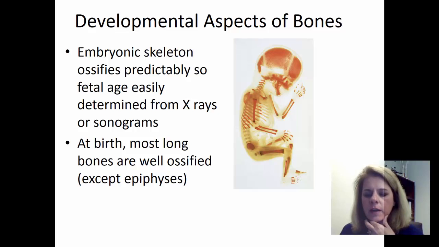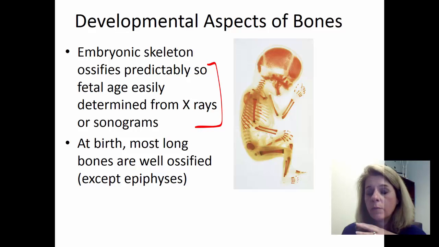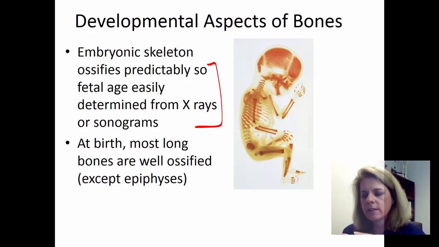All right, just a couple of little things I wanted to throw in here. When you think about bones, the developmental aspect of the bones, when you're looking at an embryonic skeleton, it ossifies predictably. So when they're doing a sonogram, they can do a pretty good job figuring out the age of the skeleton of the fetus. I'm sorry, of the child. They can see the thickness of the bone, how the membrane and the cartilage is becoming bone and how it's ossifying. It's pretty predictable, so it gives them a good idea of how old the child is.